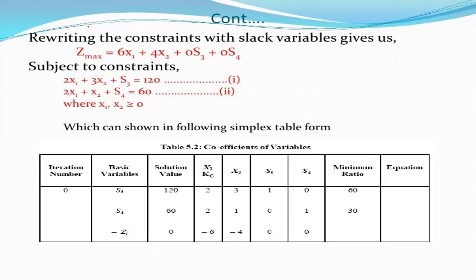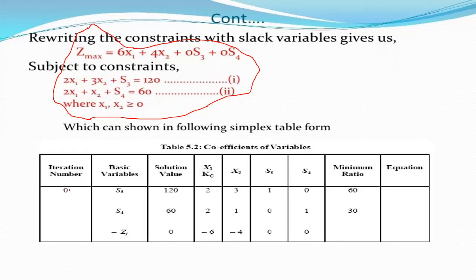You have changed your given linear programming problem into the standard form. Standard form means that you have changed the inequalities to equalities and added the slack variables S3 and S4. And in the maximization function, you have shown their cost, and their cost is 0. So from these two equations and from the maximization objective function, we will make our simplex table.